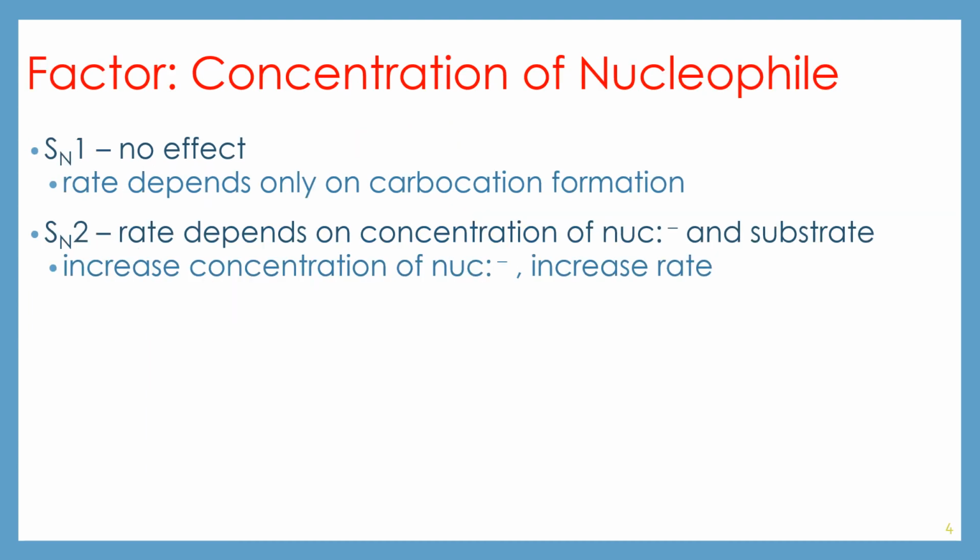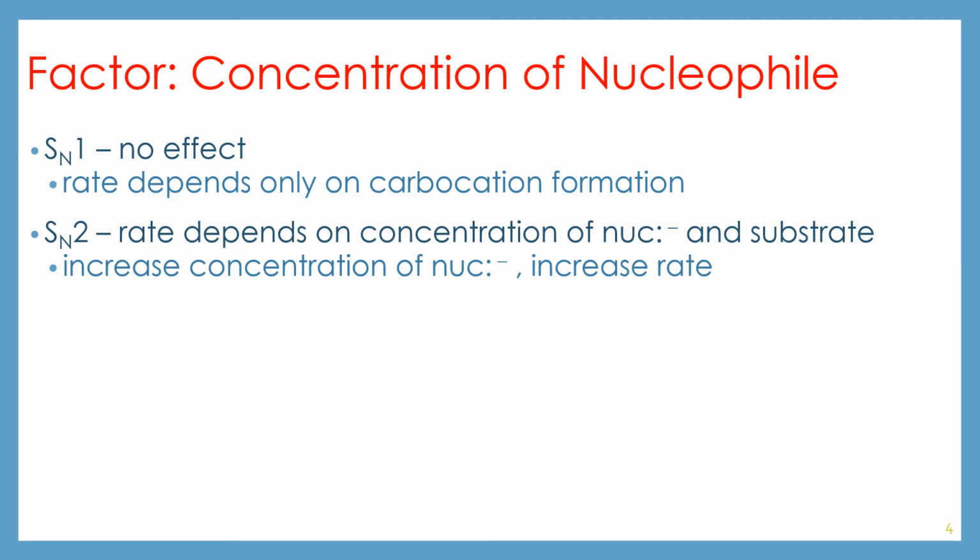Another factor is the concentration of the nucleophile. In an SN1 reaction, there is no effect of the concentration of the nucleophile. If you want an SN1 reaction to go faster, you need to have a better leaving group. You can increase the concentration of the nucleophile all you want, but it's not going to speed up an SN1 reaction. All that's going to happen is that you may possibly favor an alternate reaction.